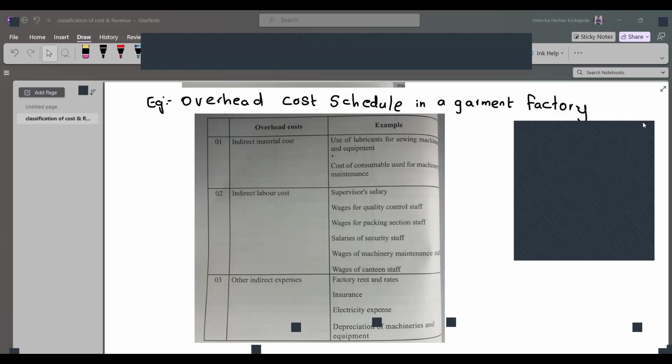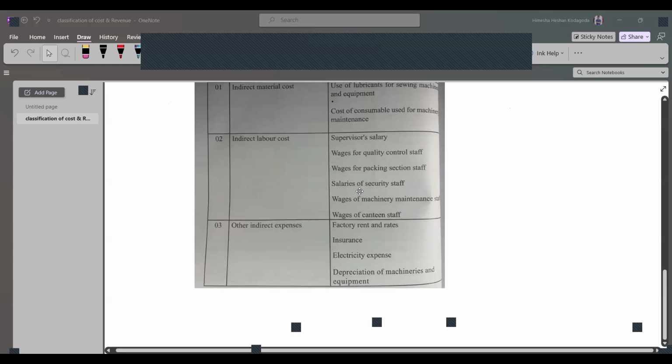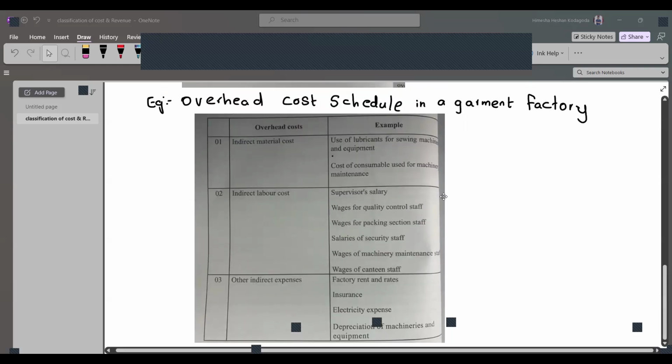Cost of consumables used for machine maintenance means the items used to maintain the machines. Sorry, the meaning got a bit confused there. It is cost of consumables used for measurement, that is the thing, but just think machinery maintenance.